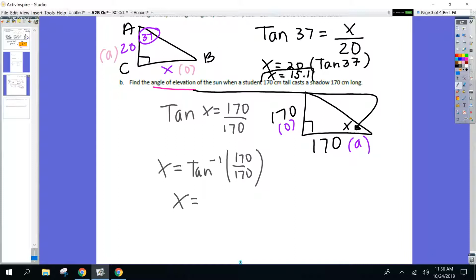And that angle of elevation, 45 degrees. Questions from you guys? Do letter D for me, please. See if you can do letter D in your groups. See if you can get the diagram correct and figure out what to use.